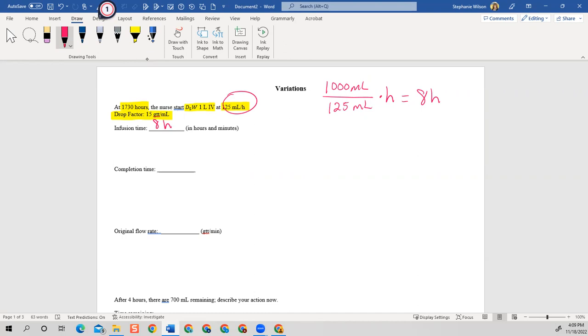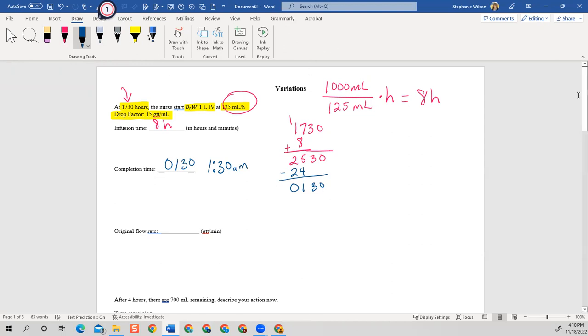If this nurse starts it at 17:30, we want to know what time the completion time will be. We're going to add that on to the 17 because the first 2 digits in the 24-hour clock time is the hours, the last 2 is the minutes. So now I got 8 plus 7, which is 15, carry the 1. Now I got 25:30. However, there's only 24 hours in a day, so we're going to subtract the 24 from the 25. And now we have a completion time of 01:30, which is 1:30 a.m.